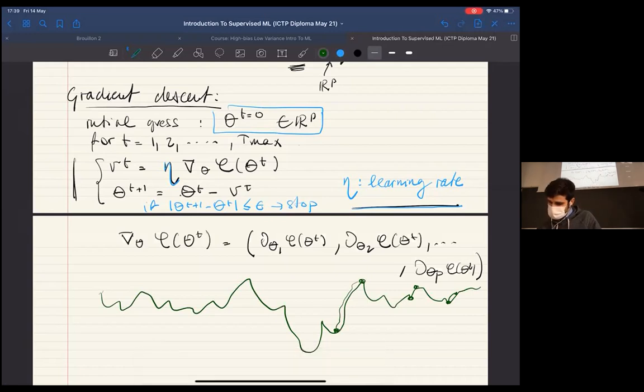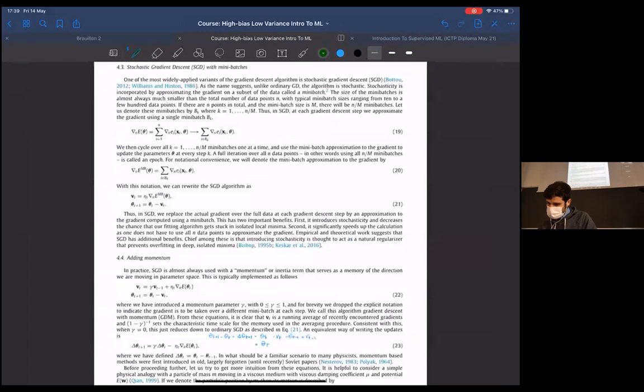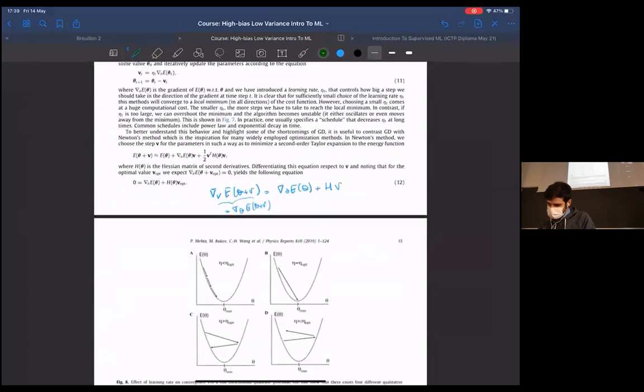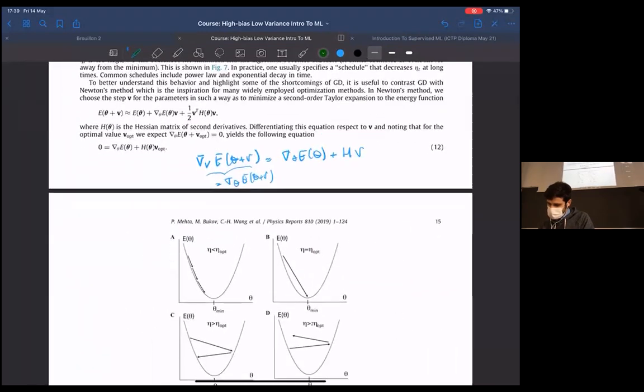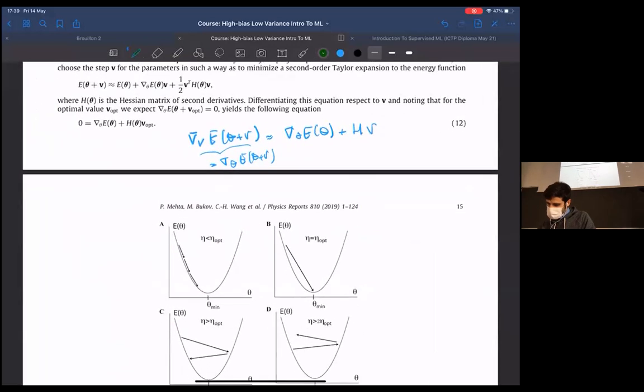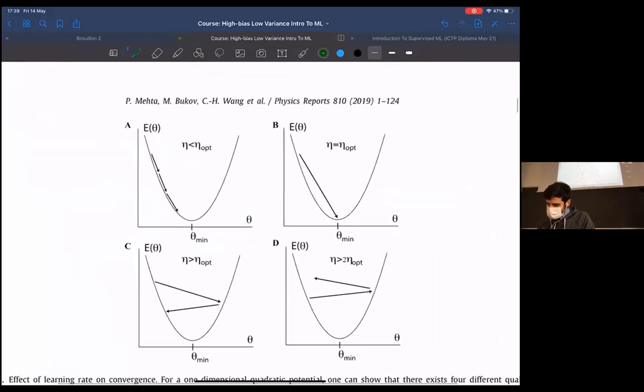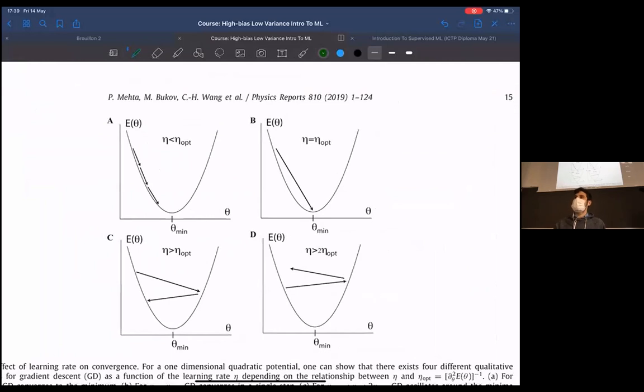Let me just show this picture with the different scenarios. Here is a very simple example. It's just a quadratic function of theta.